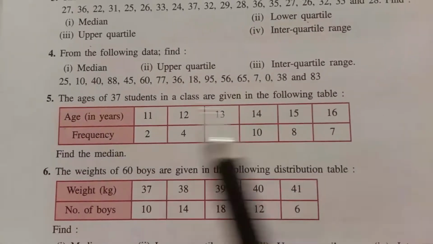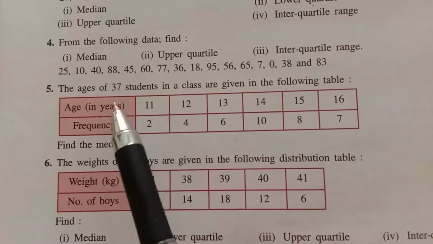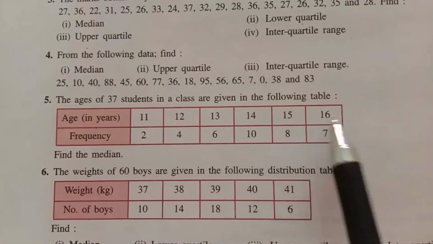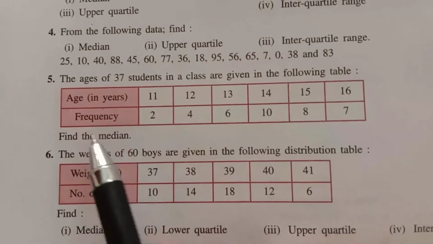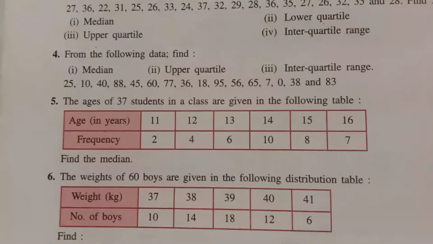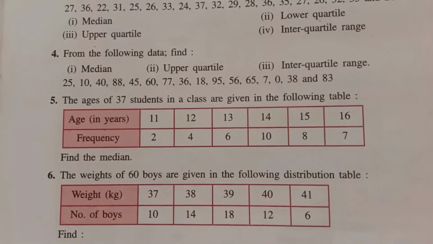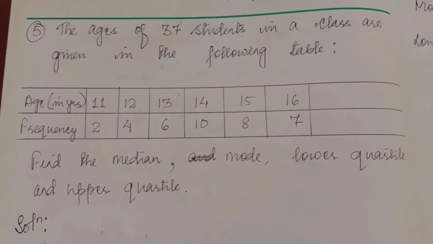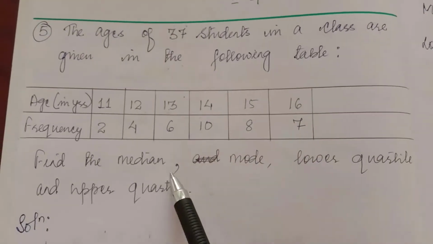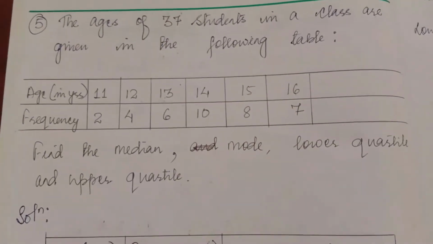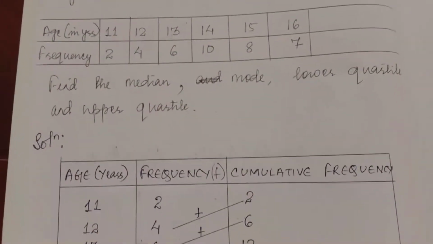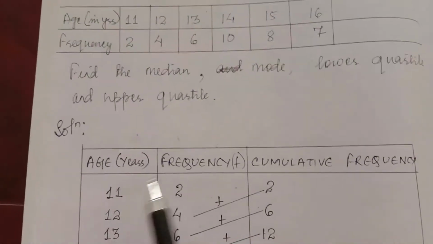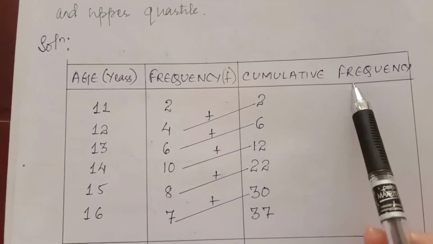Here the question is given in this form. The age is given as 11, 12, 13, 14, 15, 16 and the frequency as 2, 4, 6, 10, 8, 7. Find the median. We have different methods to find the median here. In this question I will add more questions: we will also find the mode, lower quartile and upper quartile. For this, you have to make 3 columns: age, frequency and cumulative frequency.